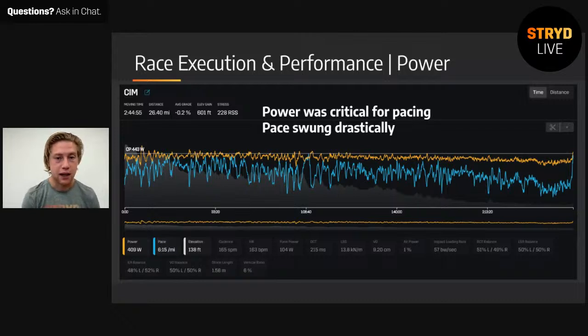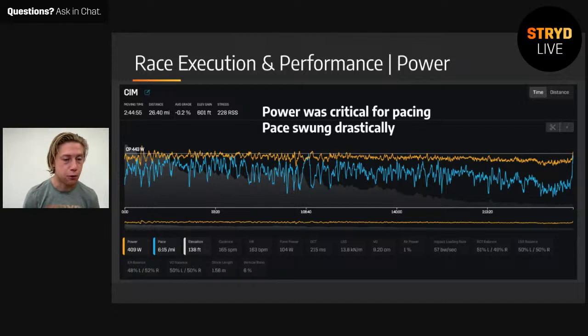You can see the pace value swung drastically. The power was much flatter. It still had some of the swings. I was still pushing very hard up on the uphills, and I was getting caught up in the crowd a bit. So you can see I wasn't following the power target precisely on a second by second basis. On an average basis, I did extremely well.